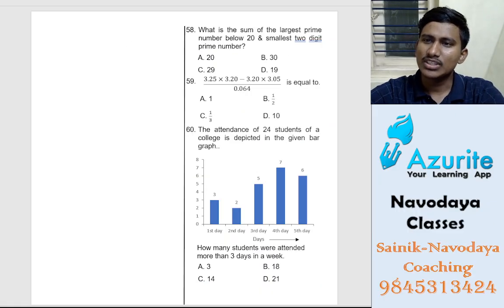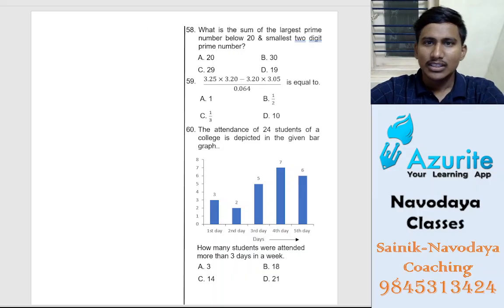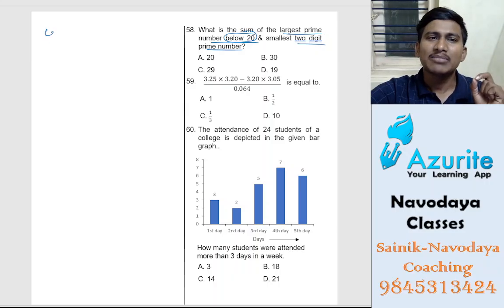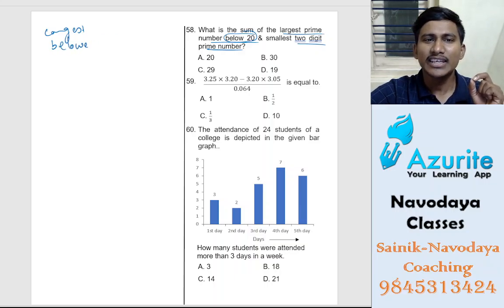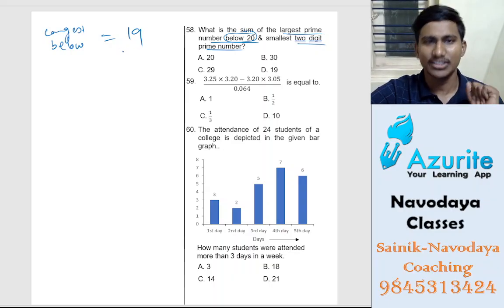Okay, so see here students, question 58. What is the question? What is the sum of the largest prime number below 20 and the smallest 2-digit prime number? Largest prime number below 20. Yes, that is 19. Before 20, 19 is the prime number. That is 19, the largest.